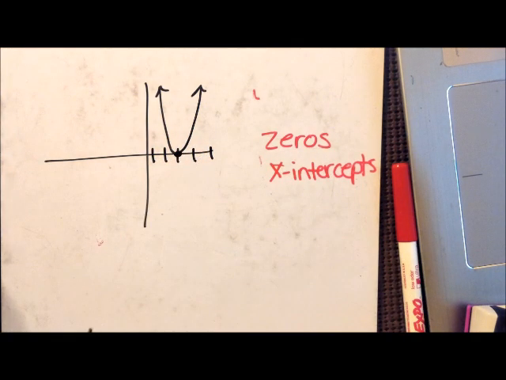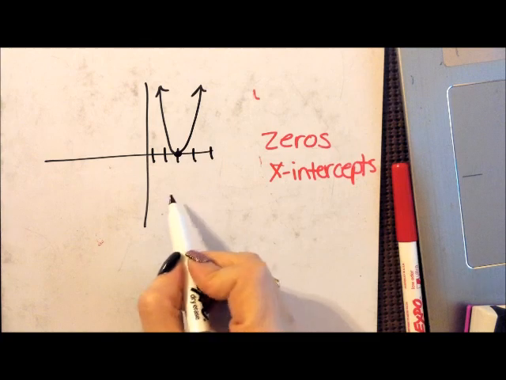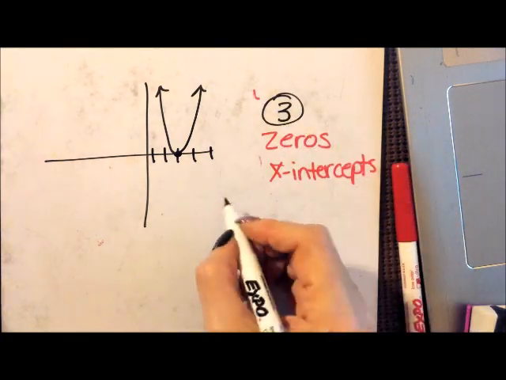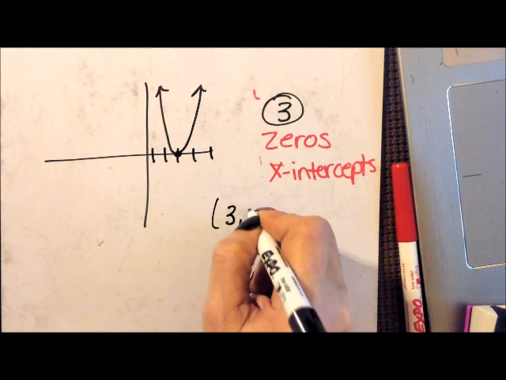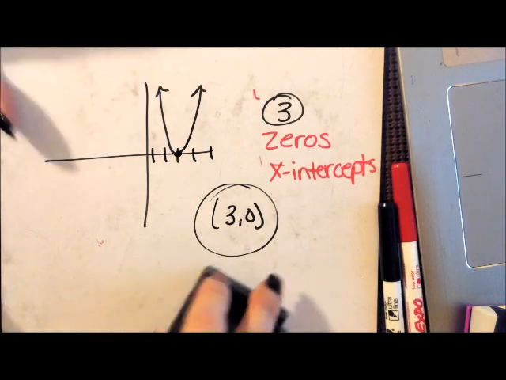What would the x-intercept be? What would the zero of this quadratic be? Well, when you look right here, it's touching at 3. So the zero would be at 3. You could also write it as an ordered pair, which is over 3, up 0. Okay, you could write it like that too. Either way you want to write it, it doesn't matter to me, as long as you understand what the zeros are. Zeros are the x-intercepts.